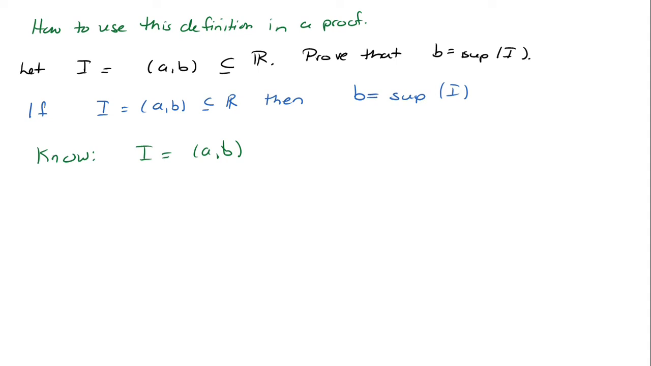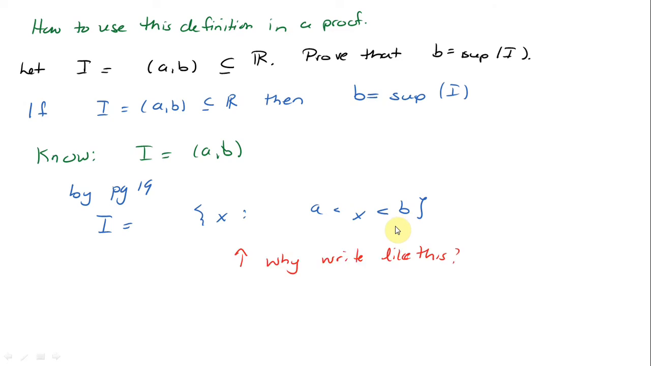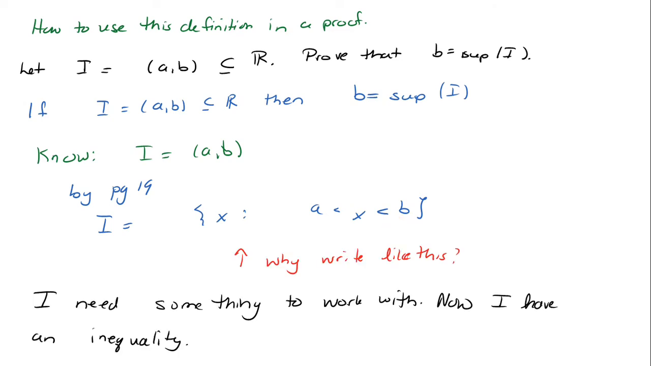Extract the know from the proof sheets. I is that interval. I'm going to go two steps ahead and just expand that. That I'm going to write as set notation. It's the set of x's, and I really should have put x belonging to R here, such that x is between A and B. Why would I write it like this? Well, it gives me something to work with.